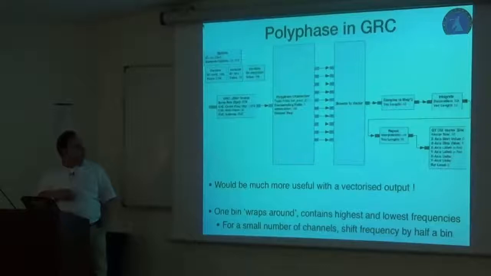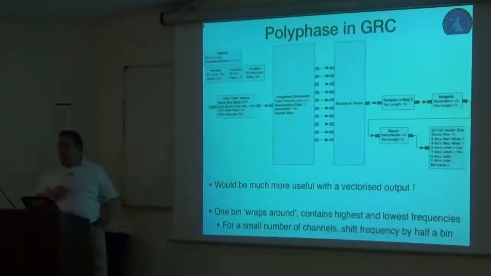The only problem you have here is that this particular block gives you as many outputs as you put in channels, which is nice if you want 8 or 10, but if you want 4096, it's going to be a very, very big flowchart, so that doesn't quite work. So what I've done here is add a stream to vector block, and then again complex to magnitude square, integrate, the repeat block, and then make a graph of it.